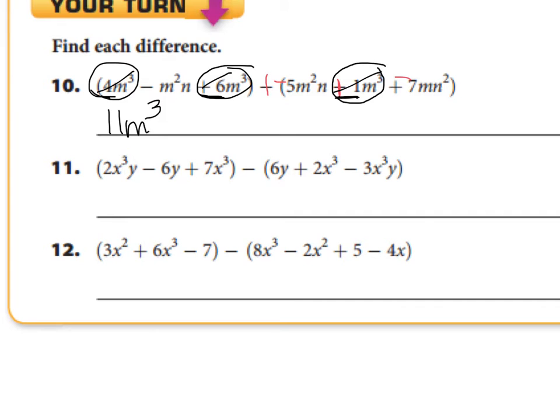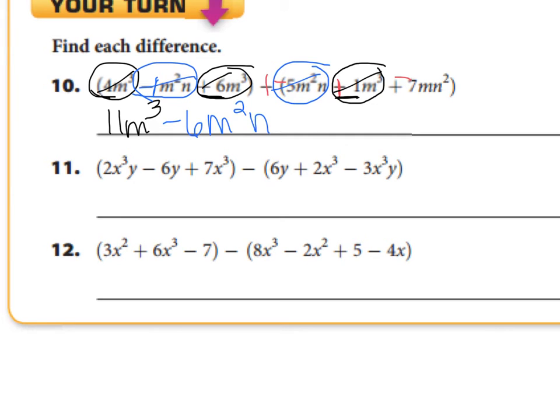Now I see a negative 1 m squared n. So I'm only looking for other m squared n's. So here's one. This one's not because the square is with the n and not the m. So I have -1 and a -5. So that makes -6 m squared n. I'm going to go ahead and cross them out.